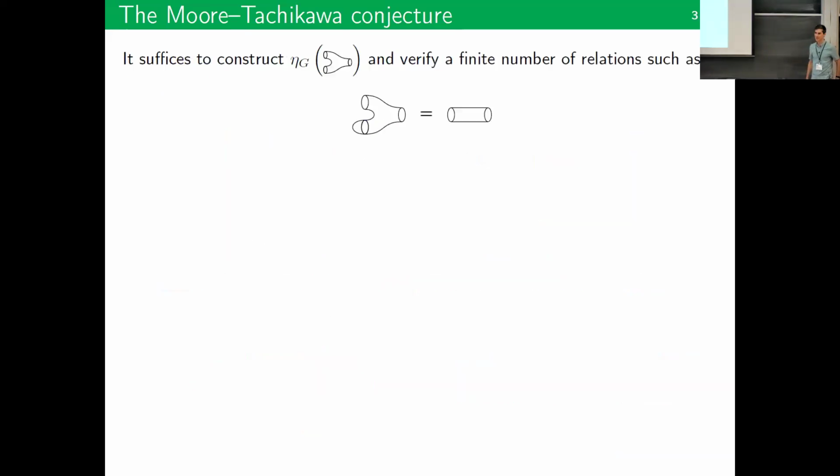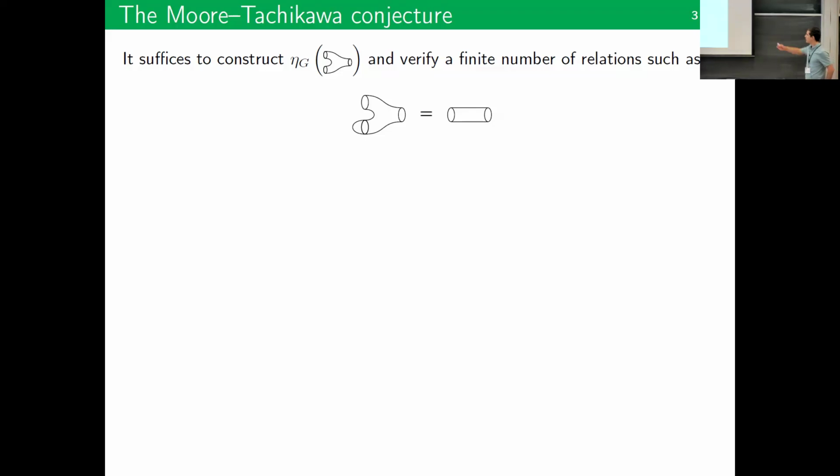Okay, it suffices to construct what we associate to the pair of pants. But of course, it can't be anything. It has to satisfy some relations. One of them is that if you glue a cap to a pair of pants, it's homeomorphic to the cylinder, so that corresponds to an identity for Hamiltonian spaces.